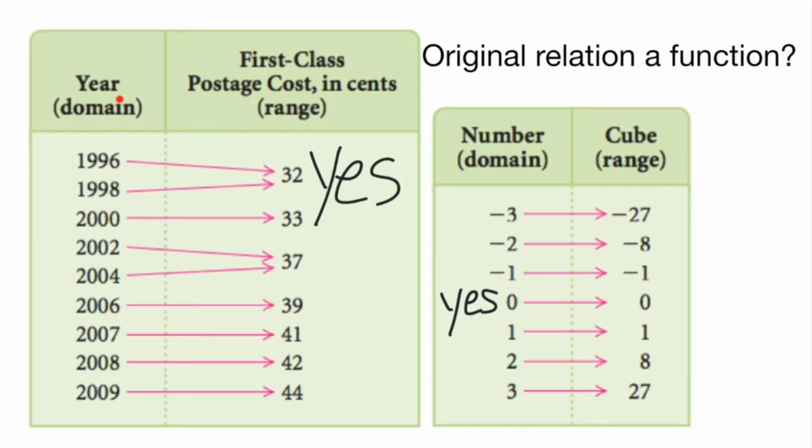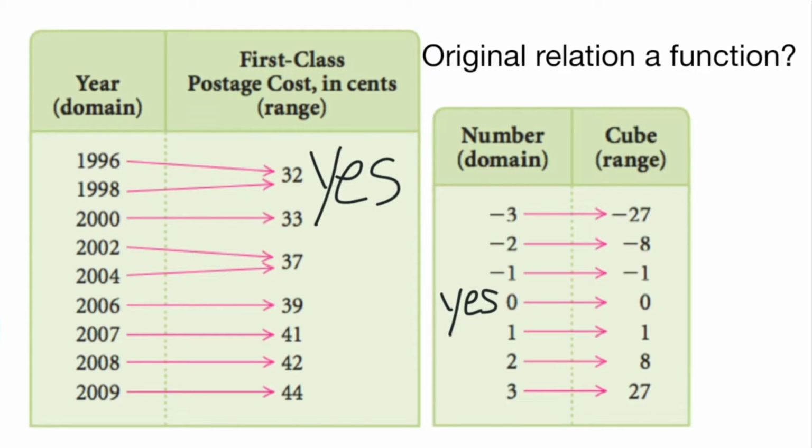Let's say the input was the year, and the output was how much a first-class postage stamp costs in cents. So back in 96, it was 32 cents. In 98, it was still 32 cents. Then they hiked it up a little bit, and for 2002 it was 37. For 2009, it was 44.